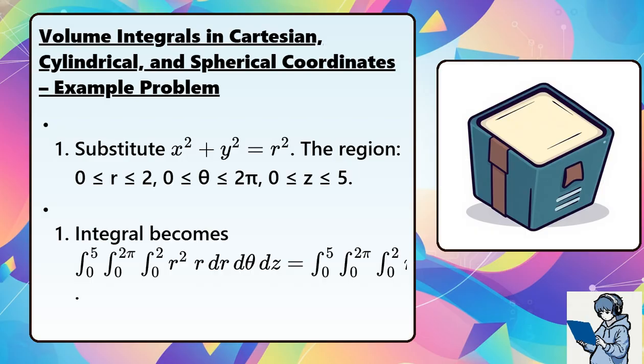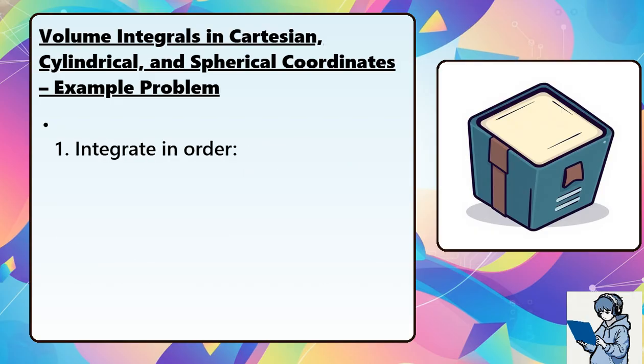Step 2. The integral becomes the integral from 0 to 5 of the integral from 0 to 2π of the integral from 0 to 2 of r squared times r dr dθ dz, which equals the integral from 0 to 5 of the integral from 0 to 2π of the integral from 0 to 2 of r cubed dr dθ dz. Step 3. Integrate in order.